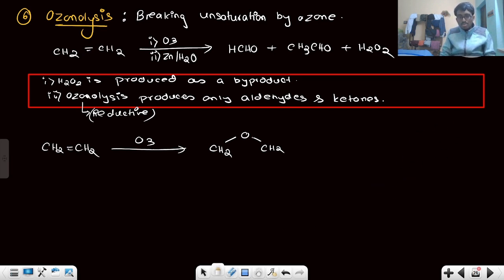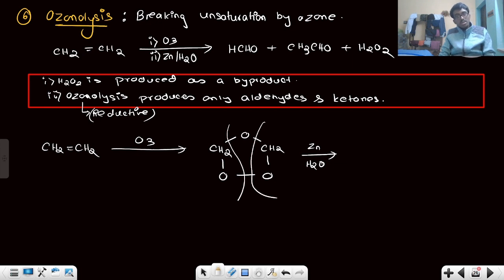I have to make a house. So how will you make a house? Using oxygen we will make a house. So here, the house is made. That's your house. Next step, you will be using zinc, water. Remember, when you are using zinc and water, this part breaks off and this part breaks off separately. Clear? So this part will give you HCHO, this part is also HCHO, and the byproduct is H2O2. Clear? Then this is all about ozonolysis.